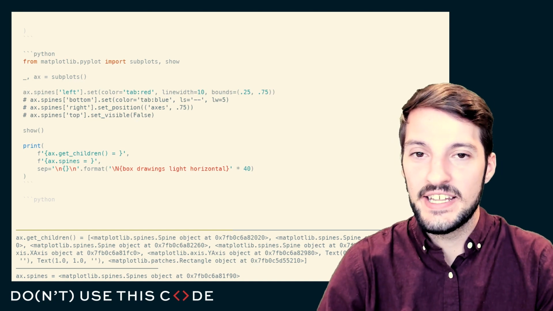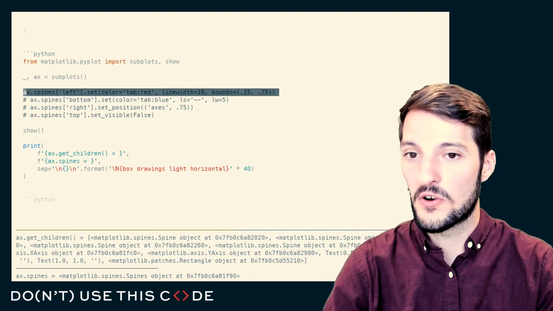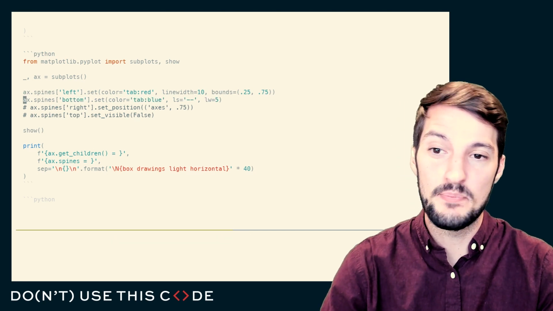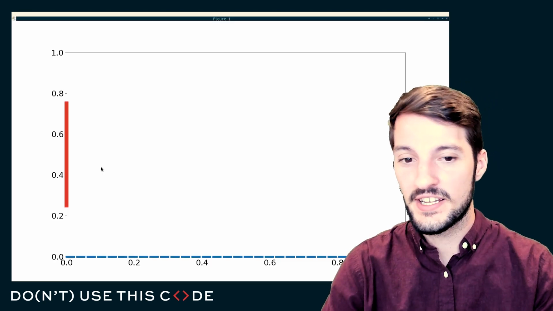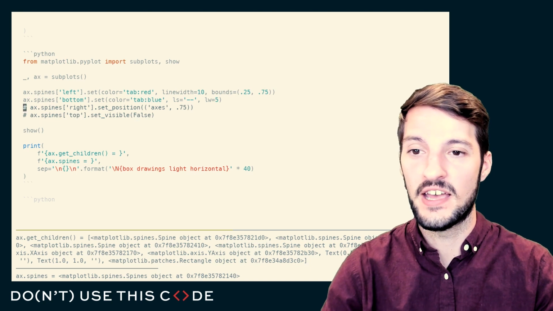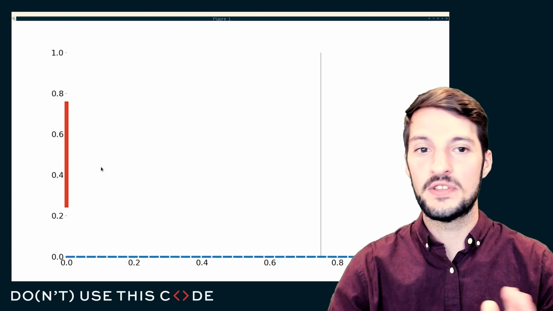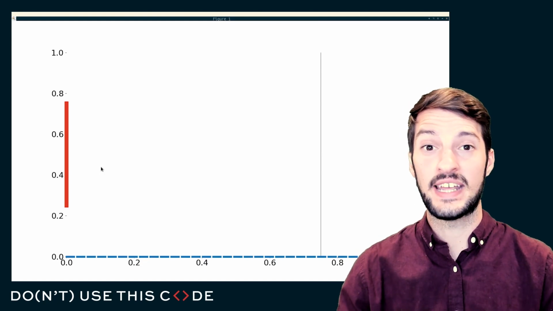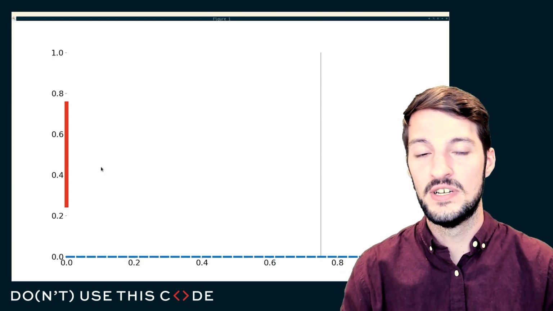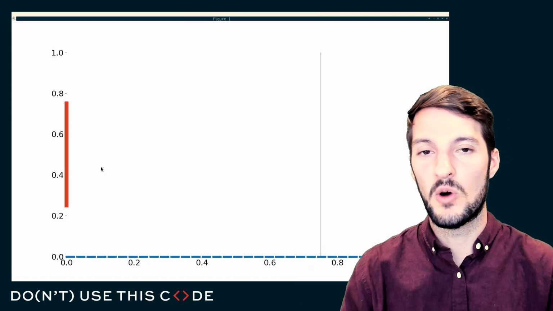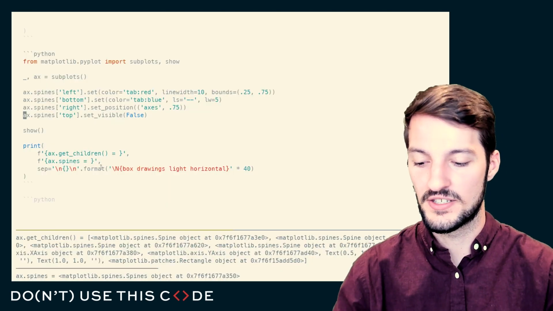And just like that, any spine is actually a primitive artist, so I can set things like its color, I can set its line width, I can set even its bounds. Where does it go? And I can do the same for the bottom spine. I can change attributes of the right and of the top. I have all these different attributes at my disposal to play with, to create a plot that literally does everything I want it to, that looks exactly the way I want it to.